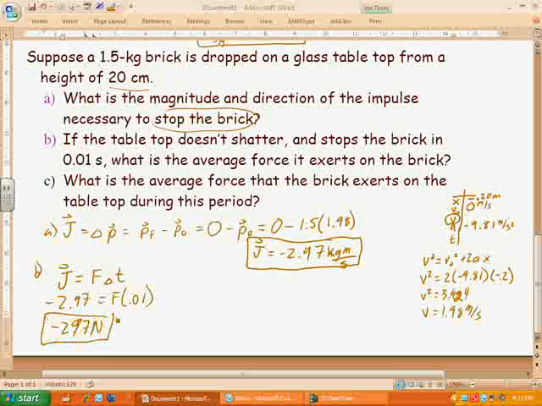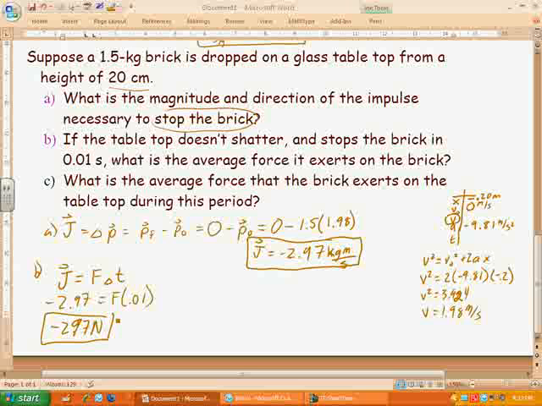Now, what is the average force that the brick exerts on the tabletop? Newton's third law says that if object A exerts a force on object B, then object B exerts the same force in the opposite direction on object A. That means that if the glass exerts a force of 297 newtons on the brick, the brick has to exert the same force on the tabletop. So therefore 297 newtons, or approximately 300 newtons. The brick is pushing down, the table is pushing up.